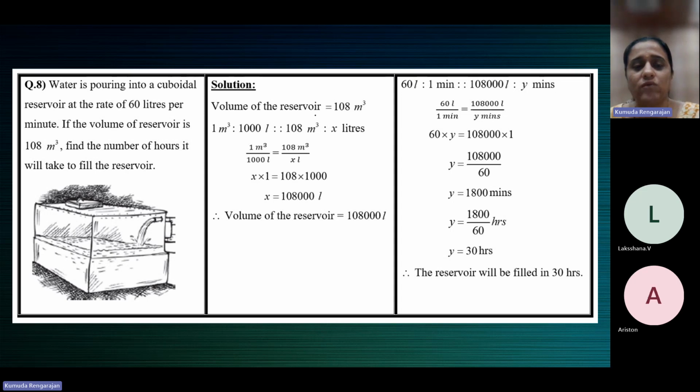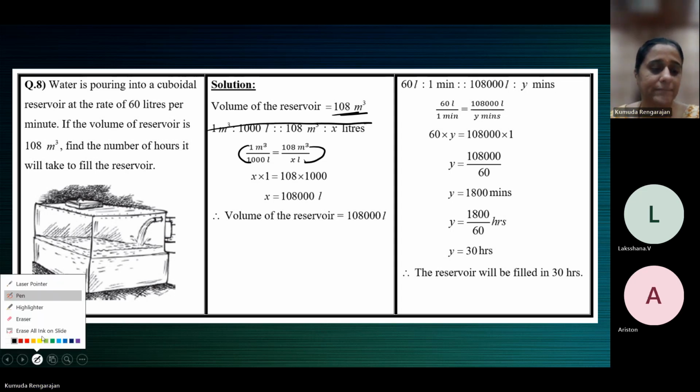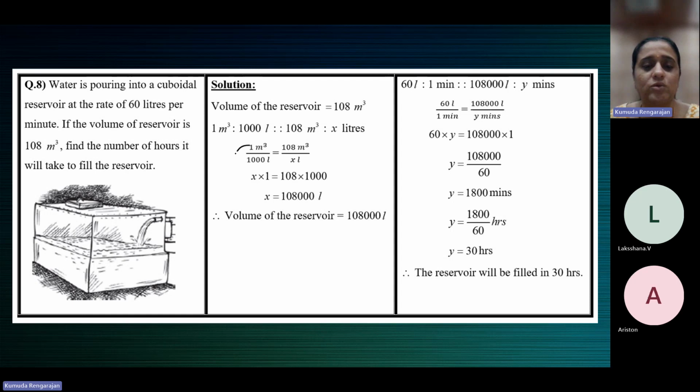So here we are converting the volume of the reservoir, which is 108 meter cube. 1 meter cube means 1000 liters. 108 meter cube means how many liters? You can even ignore this step. 1 meter cube is 1000 liters. 108 meter cube is how many liters? So cross multiply, x into 1 is x. And 1000 into 108 is 108,000 liters. So this is the volume of the reservoir.